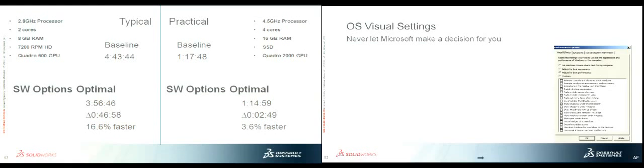So, let's pretend that this says OS options, all right? But we gained 16.6%, almost 17% in our typical test, and on our practical machine, we still gained almost 4%. It's worth doing. It's free. It takes you one button click, and you got 14% or 4% extra performance. Why not do it? You got to love that.